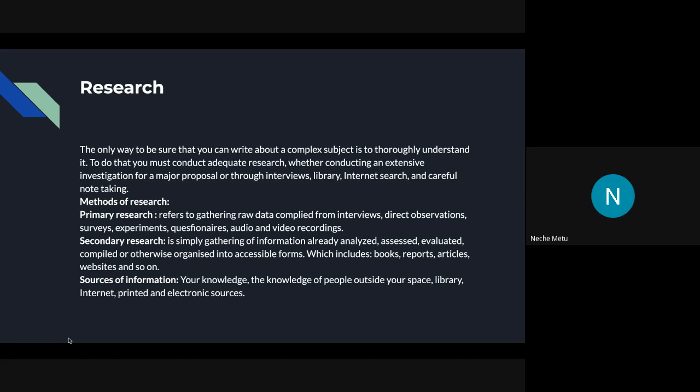You could go and ask people in a group or place. For example, if you want to know why students fail, you have to go and meet the students directly to know why they fail. And then we're looking at the secondary research. It's simply gathering information that has already been analyzed, assessed, evaluated, compiled, or otherwise organized into accessible terms. So you're not really processing anything.